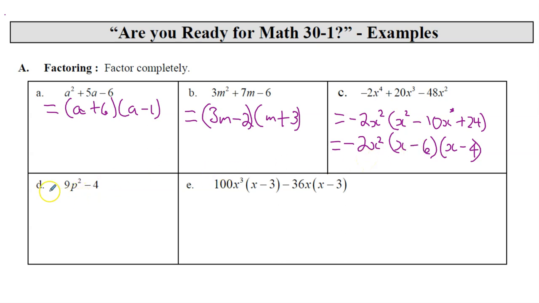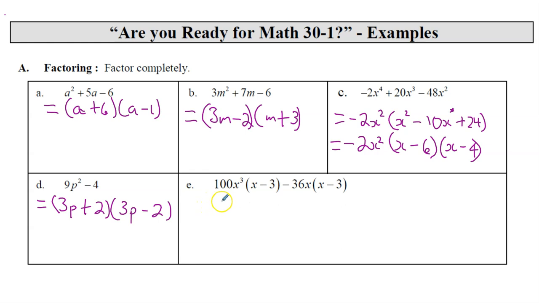Here, dragging the pen along, recognize this. This is a difference of squares. Both of these terms have square roots. So you factor it as the square root of the first term plus the square root of the second term, square root of the first term minus the square root of the second term. Check it over. 9p to the 4th minus, 9p squared minus 6p plus 6p, and then minus 4.